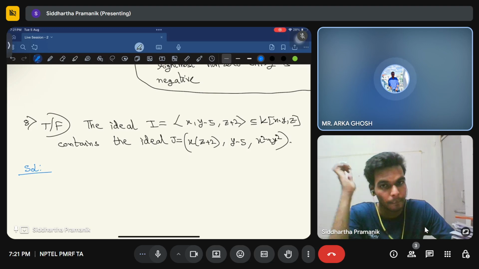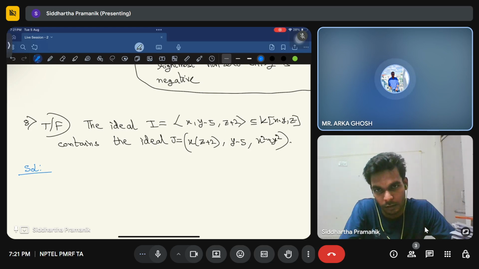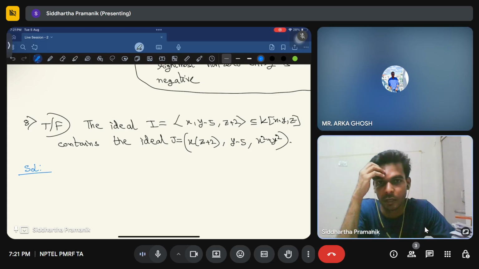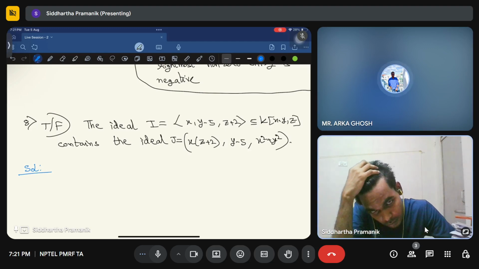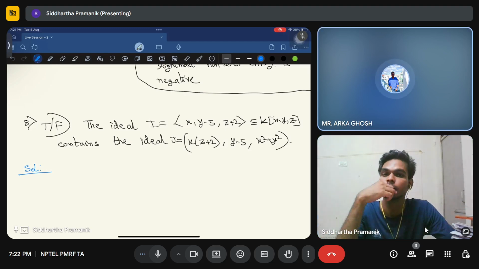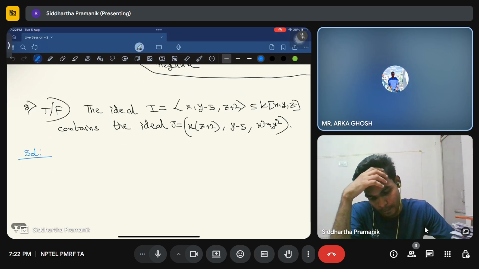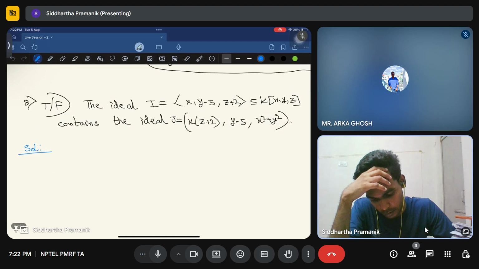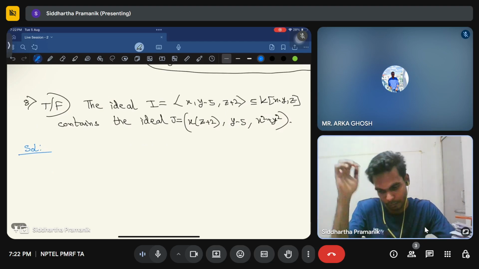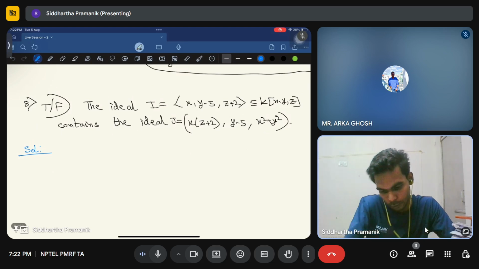It is very clear that x, z plus 2 and y minus 5 are inside I. So it is enough to check whether x square plus y square is inside I or not. How will you check that? If x square plus y square is inside I, then we can express it as x times some polynomial f(x,y,z) plus (y minus 5) times some g(x,y,z). Like that we can check. The process is okay, but I think that will be laborious.